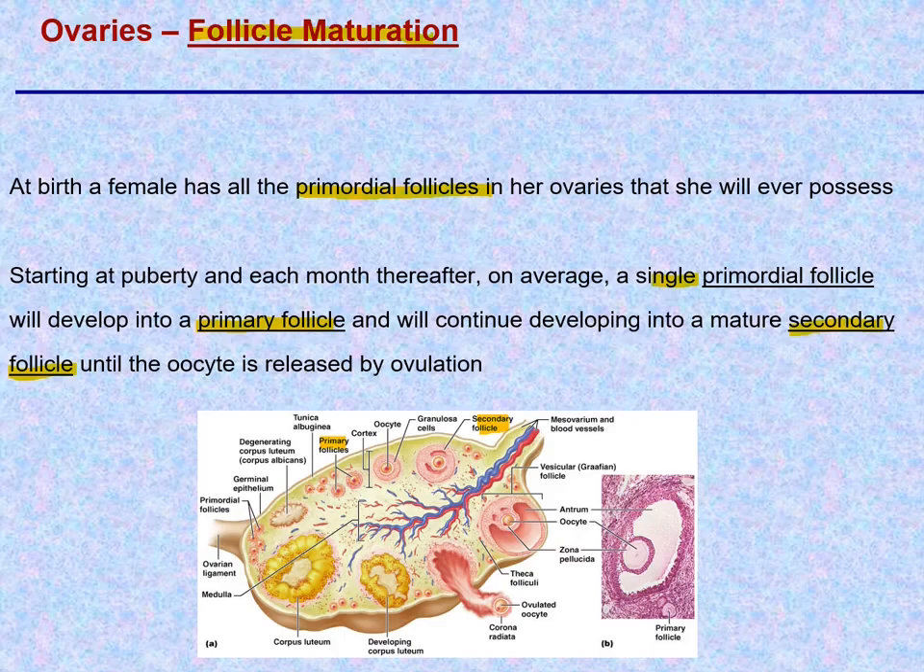And then it becomes, and it's not written up here, a vesicular follicle with this vesicular space. A vesicle is a fluid-filled structure. So here you have the vesicular follicle, and then it ruptures and the oocyte is released, and the rest of the cells, which were called granulosa cells, form the corpus luteum.